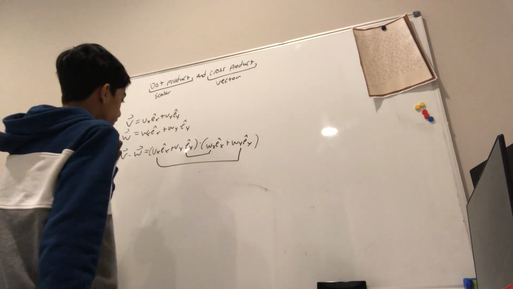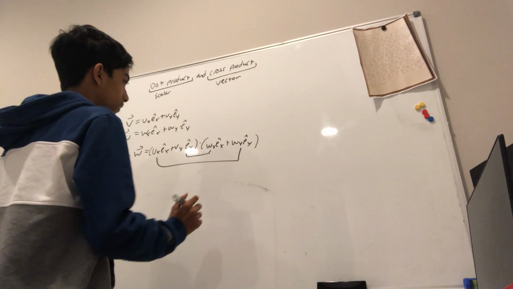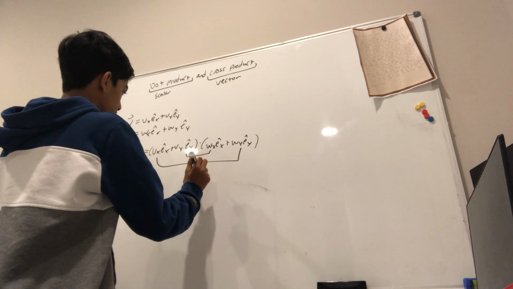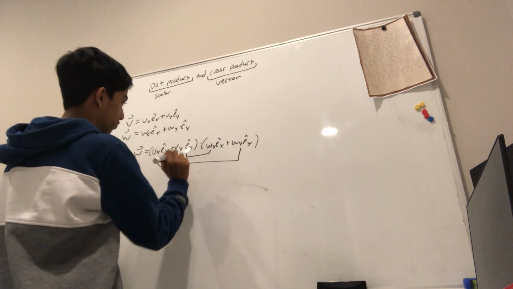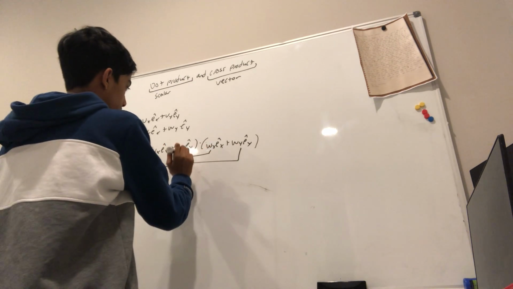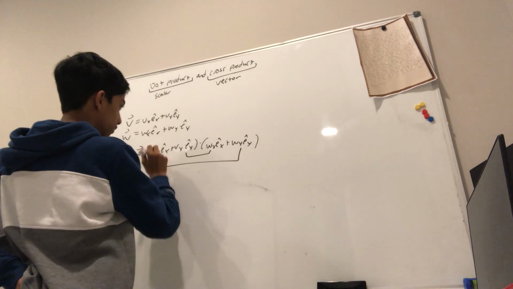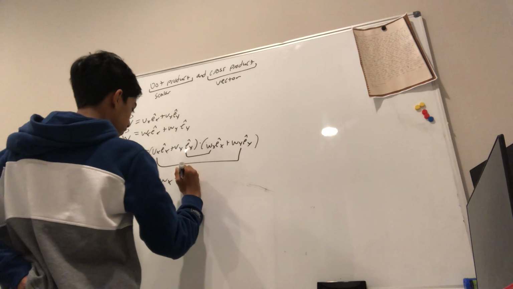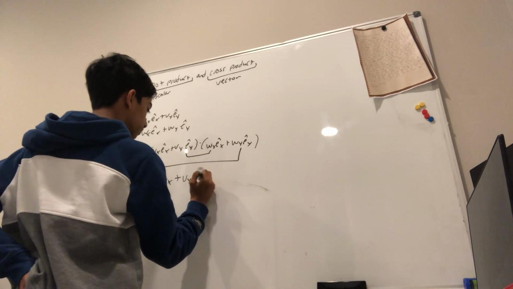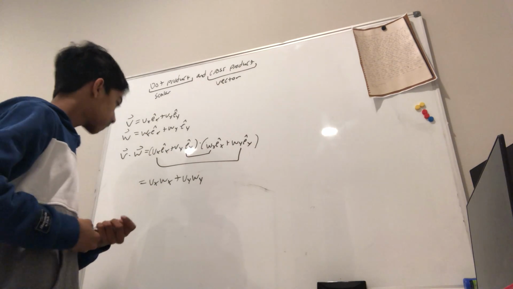And then we could just multiply the other terms. This should just be equal to, since the Kronecker Delta makes it so that these two multiply to 1, and these two multiply to 1, just vx wx plus vy wy. So that is the dot product of two vectors.